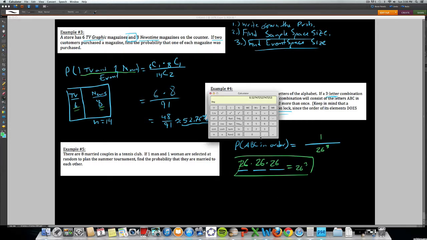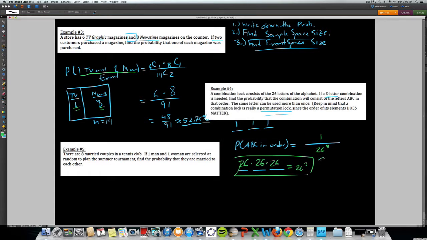So we could calculate this. 26 cubed is 17576. If we say 1 divided by 17576, we get about 4 zeros and then 5690. So we get about 0.0000569-ish as a decimal, or as a percentage, 0.00569%. So it's a very small chance that you're going to get A, B, C in that order if it's a 3-letter combination, which is good. This just means that people aren't going to pick your luck, or rather, figure it out.